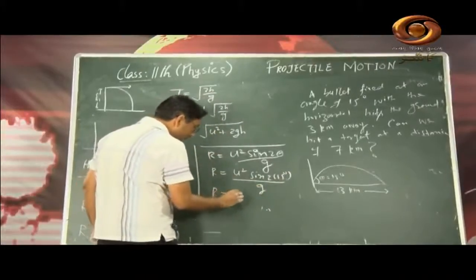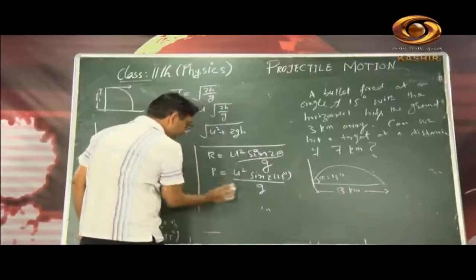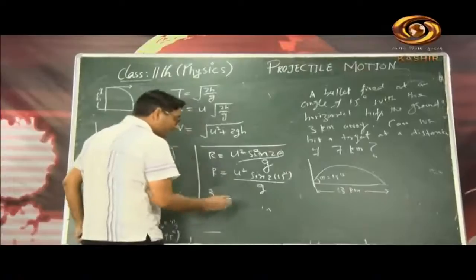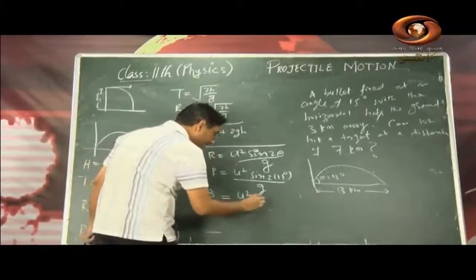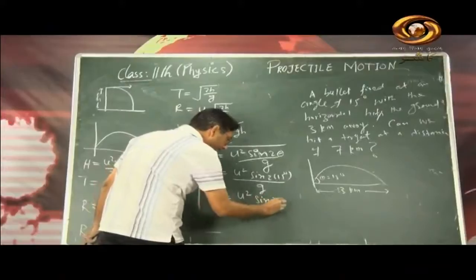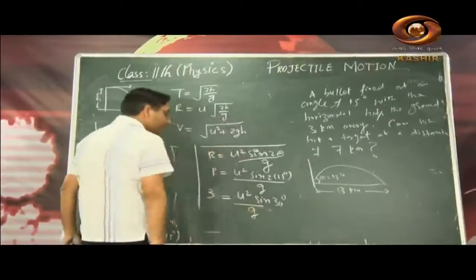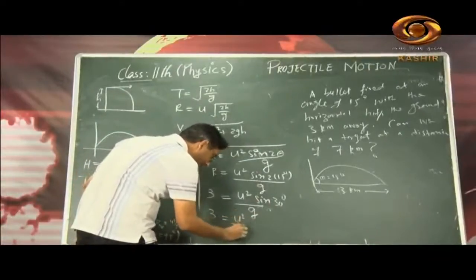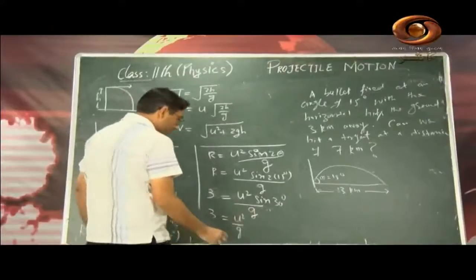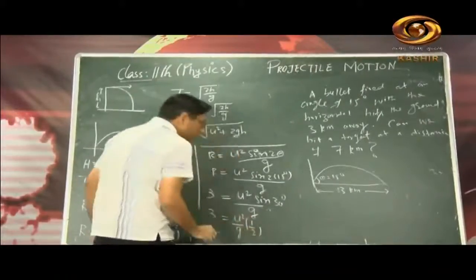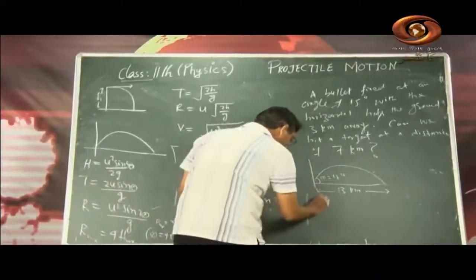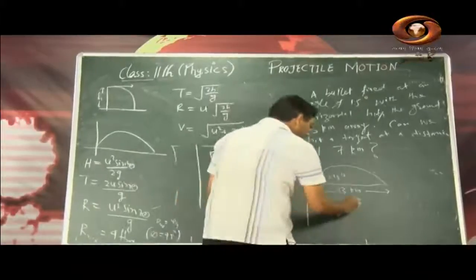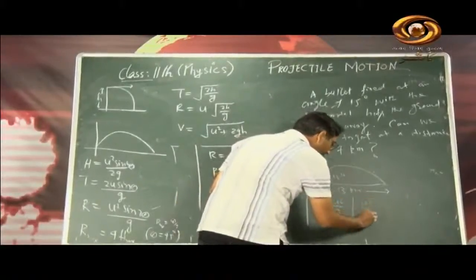R is the range given there, which is 3 kilometers. Let us keep it in 3 kilometers as well. This is u square sin 2 times 15, which is sin 30 degrees, divided by g. So 3 is equal to u square by g sin 30. Sin 30 is 1 by 2, so 2 times 3 is 6. This means u square by g is equal to 6.